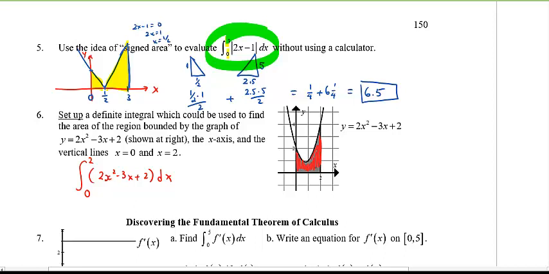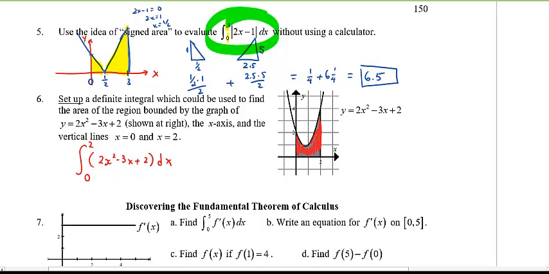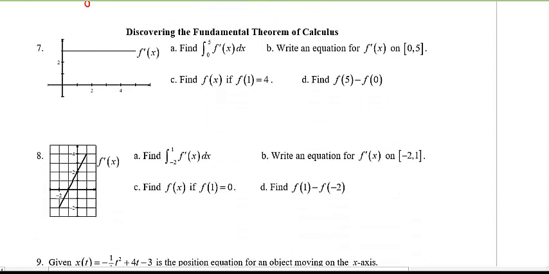Okay, so that gives you an idea what a definite integral is. Now I want you to use that idea with everything else you've done to discover what the fundamental theorem of calculus is all about. Okay? So we're going to use 7, 8, and 9 to help us discover what this thing is. And to do that, I want you to answer 4 parts to every single question. Okay? So let's do 7 together.